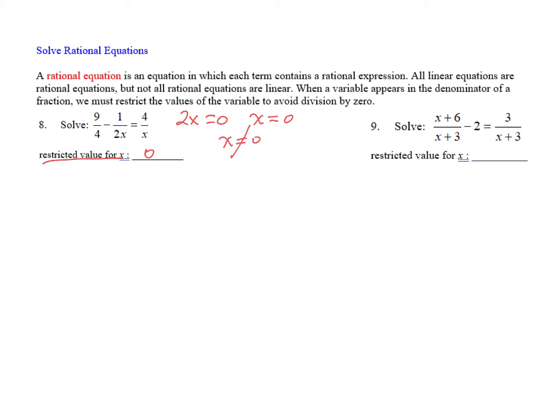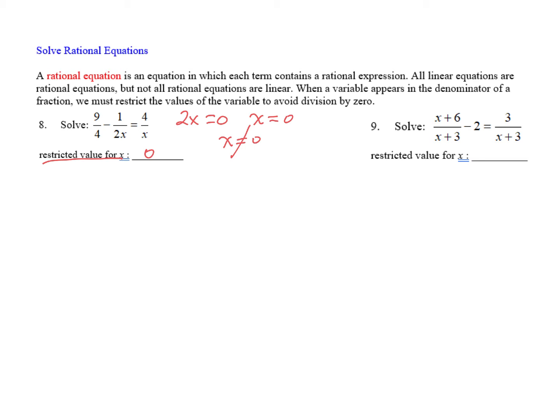Now, for our purposes, we're just going to identify that restricted value, because when I get to my final answer, as long as the solution I find is not 0, then I found the solution to my equation. But if the solution I find happens to be on my restricted values list, then the answer would become no solution, because I can't have a value of x that would make the denominator equal 0. Okay? So the first step in solving rational equations is to find the restricted values.